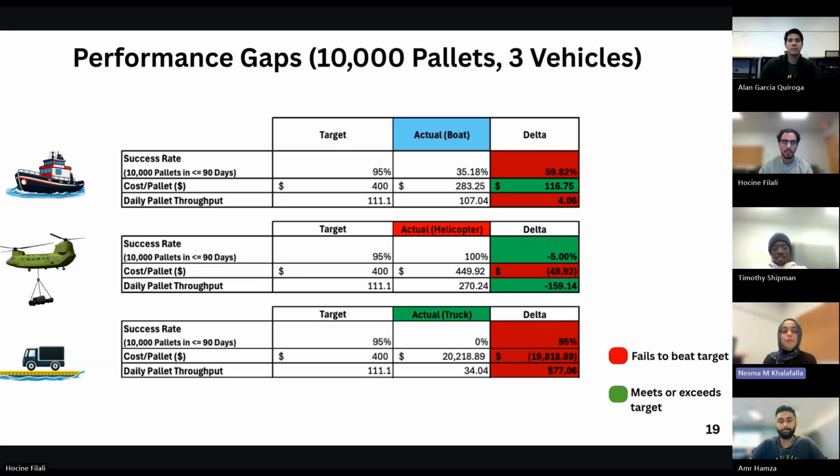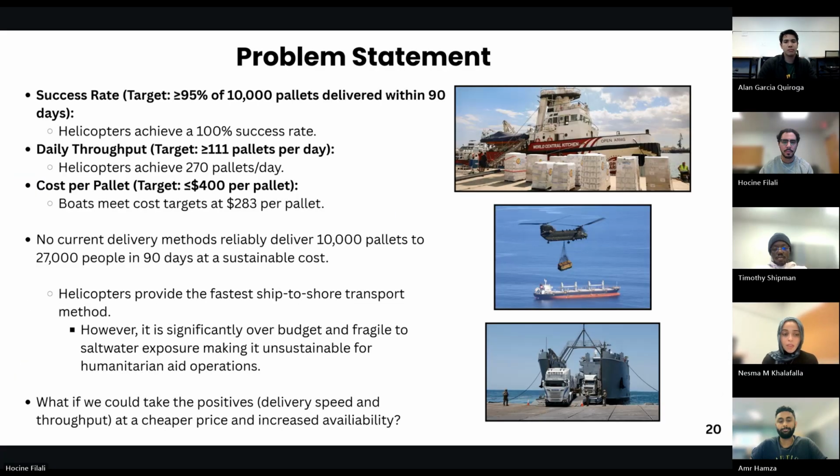Comparing that target against our current methods, as you can see here, the only thing the boat succeeds in is cost, where it fails in success rate and daily throughput targets, whereas the helicopter actually exceeds success rate and daily throughput, but it's just too costly to be sustainable, and the truck fails at all metrics. All right, so no current delivery method reliably delivers 10,000 pallets to 27,000 people in a 90-day period at a sustainable cost. What if we could take those positives at a cheaper price and increased availability?